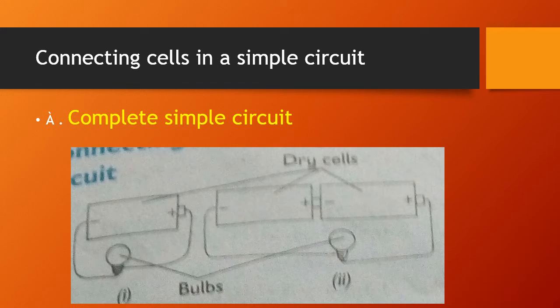Connecting cells in a simple circuit. A simple circuit is one where one dry cell has been used in the circuit. If you look there, the first diagram, it is one dry cell: positive terminal, negative terminal, the bulb. The second one is two dry cells: positive terminal, negative terminal, and then you can see the bulb is lighting. That's when we say the circuit is complete.